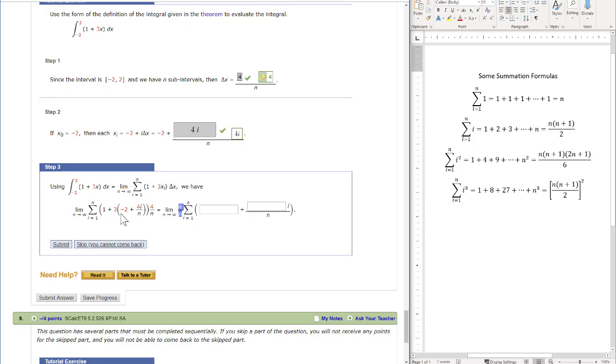Aside from that, we just simply need to do some simplifying. We have 3 times -2. That will be -6. And then we have this extra 1 here. So we have -5 for the constant. We have 3 times 4 times i over n. So the i over n is already covered here. So the only thing we need to fill out is the 12.